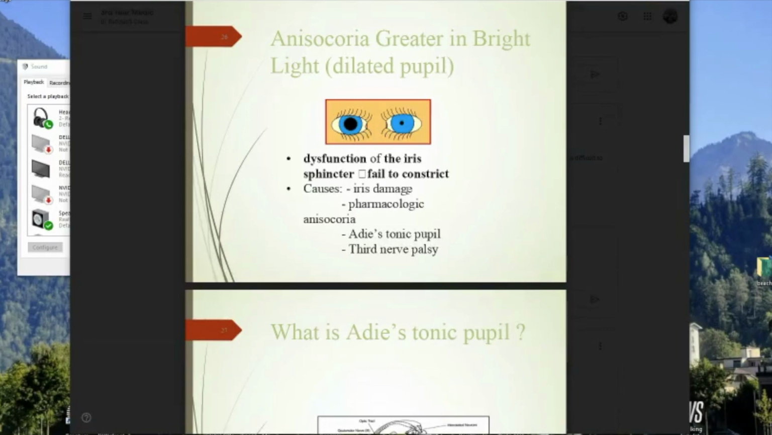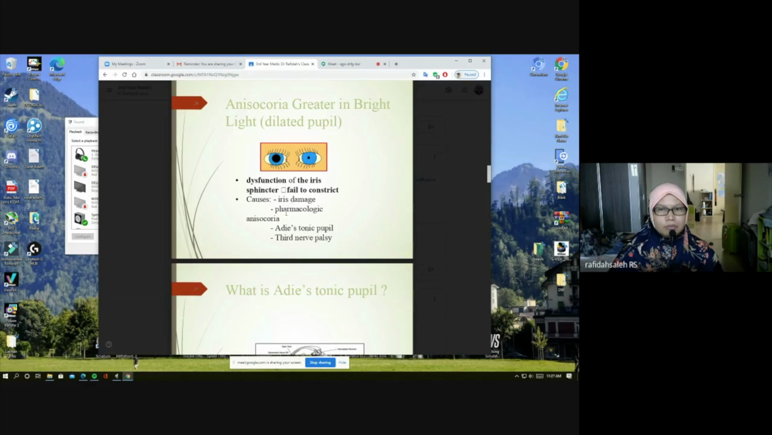Because of trauma, people being hit by, for example, a shuttlecock or a tennis ball, the pupil becomes dilated because there was a sphincteric tear. So it does not constrict, it remains dilated. Or pharmacological, and you guys need to tell me what are the examples of the pharmacological agent. Another condition is Adie's tonic pupil, and another condition is third nerve palsy.